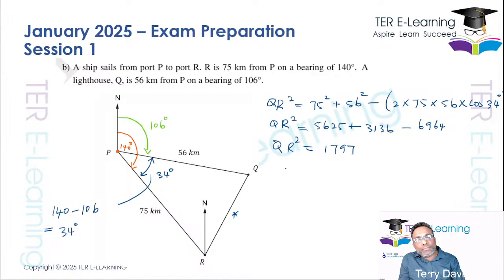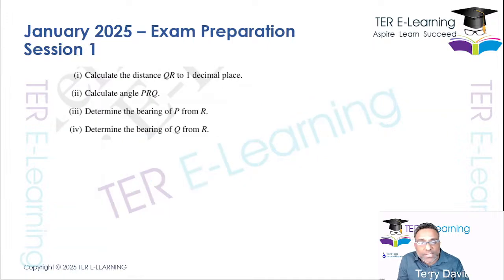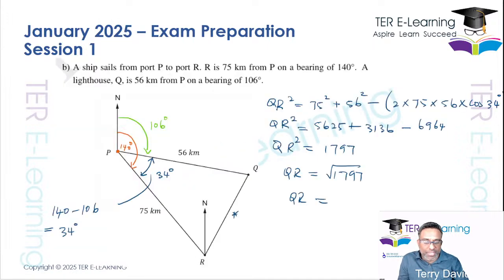1797. So therefore QR is equal to the square root of 1797, and we want the answer to how many decimal places? One decimal place, so it's going to be 42.4. Hopefully that answer is correct there.